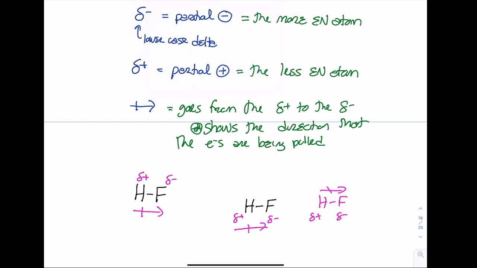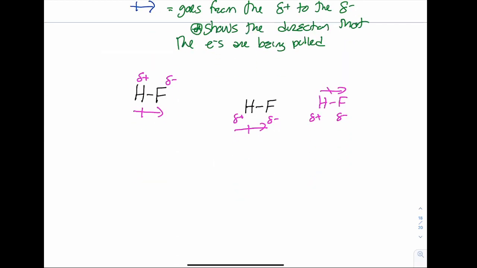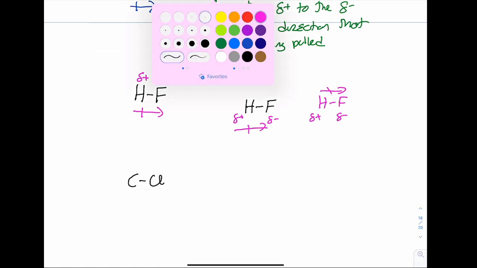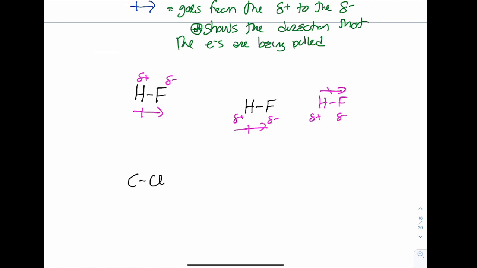Let's do just a couple more examples. So if I have a bond between carbon and chlorine. I want you guys to label this using delta notation. So just hit pause, put your partial positive, partial negative, and your arrow on it. And then when you're ready to check, hit play again. Okay. So to determine which is more electronegative, I'm really just looking at the periodic table. Chlorine is closer to fluorine than carbon is. So chlorine is my partial negative, carbon is my partial positive, and those electrons are being pulled towards chlorine.